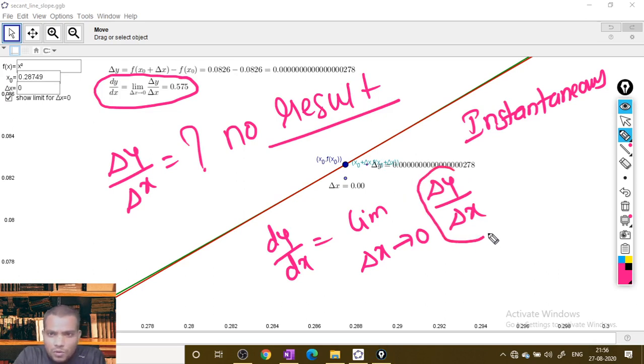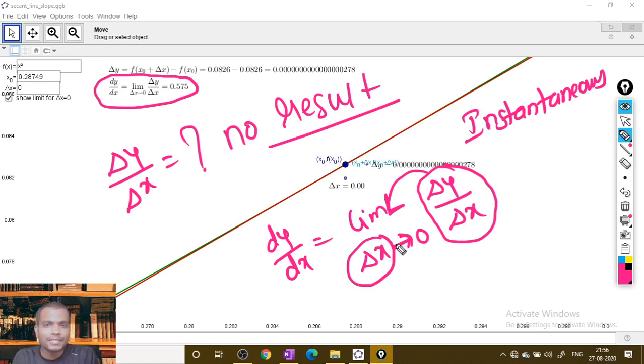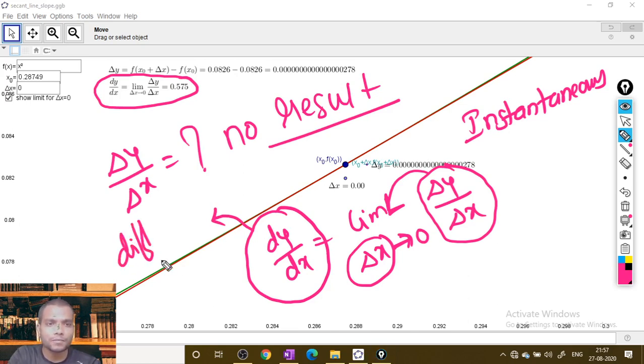Till now we know how to calculate this, but over that we need to apply a limit operation, so that limit delta x tends to 0, the change in x value is going to be 0. Now everything together we express in the simplest manner as dy by dx. This is nothing but what we call differentiation.